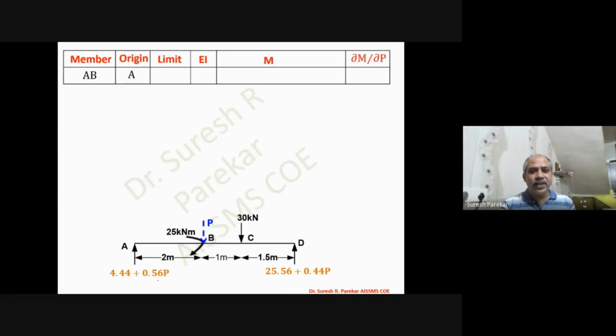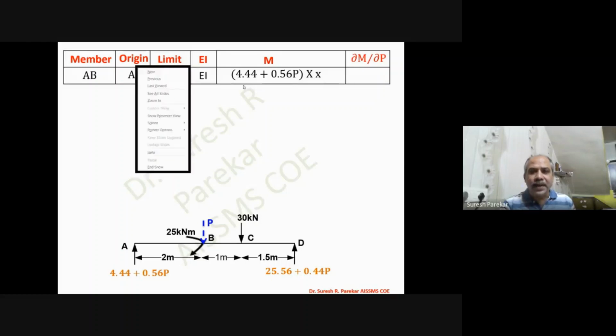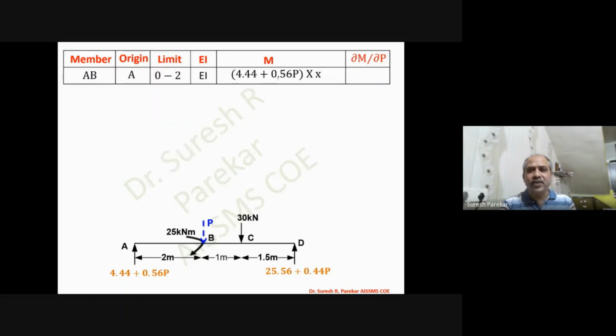So we are going to consider this, and then we will write, remember, first we have A to B, origin A, limit 0 to 2, EI, and at the moment we have just reaction into X. So 4.44 plus 0.56 P into X, and you will take derivative with respect to P, so we have to consider this 0.56 P into X. If you separate it, then you will understand 0.56 P into X. So we are going to get ∂M/∂P as 0.56x.